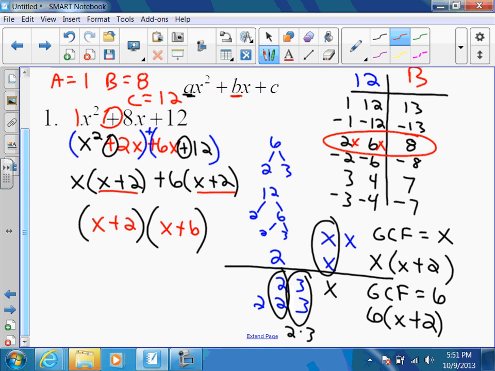Last thing we need to do is check. How do we check? We put the problem in Y1. And we put the answer in Y2. And we check to see if the tables match up.